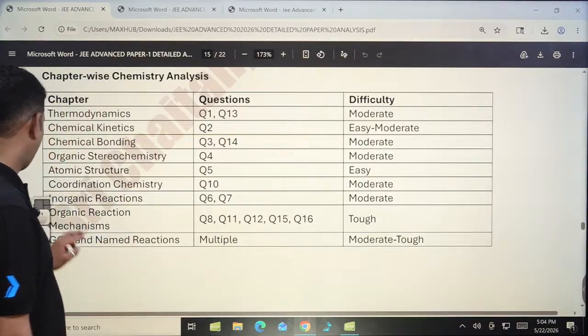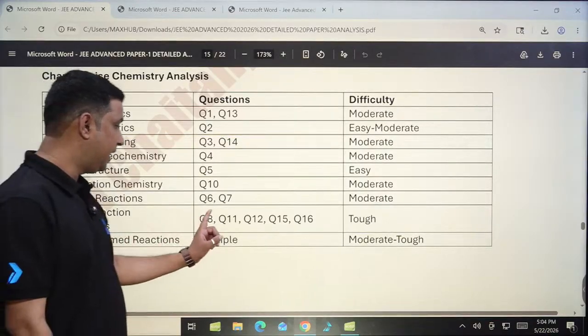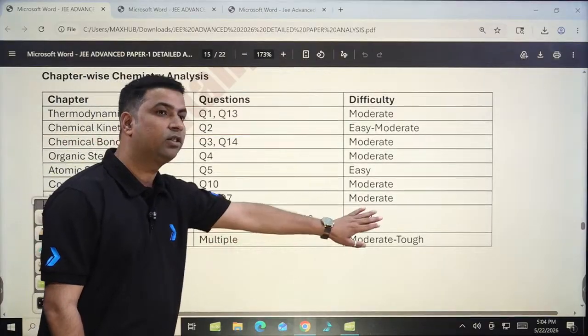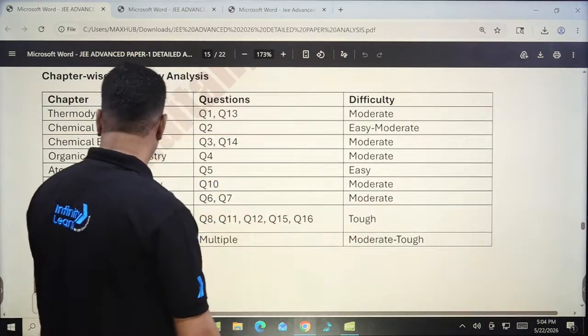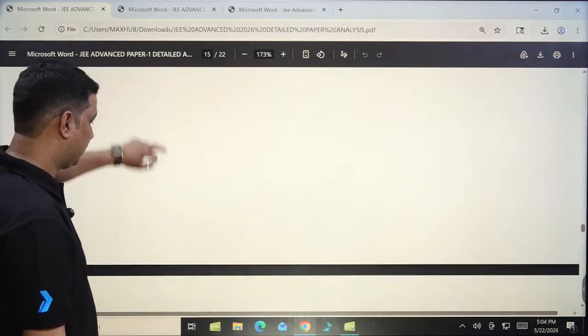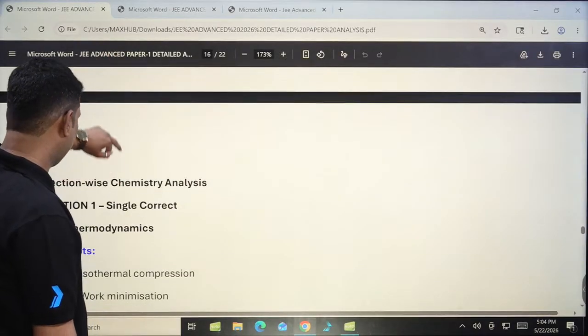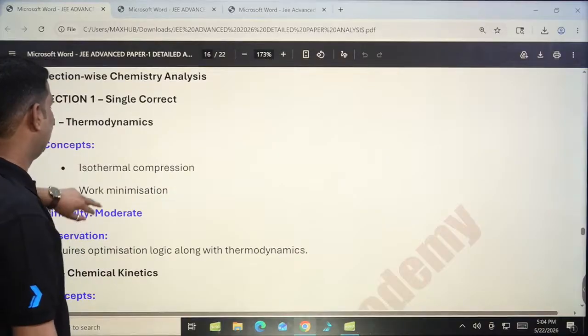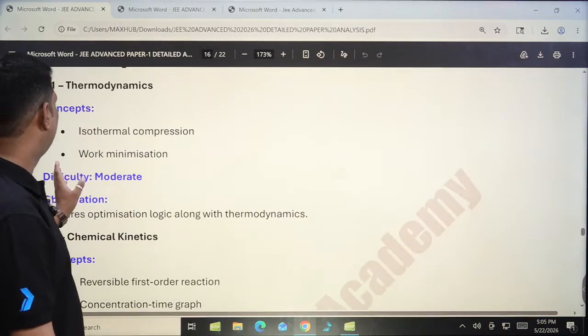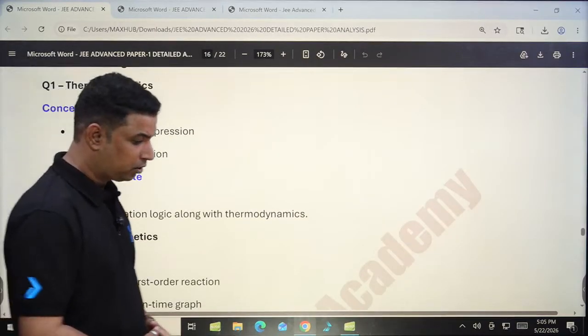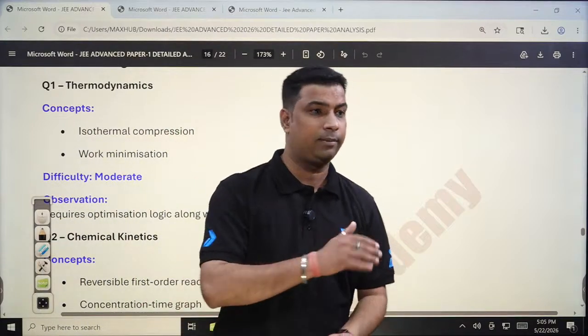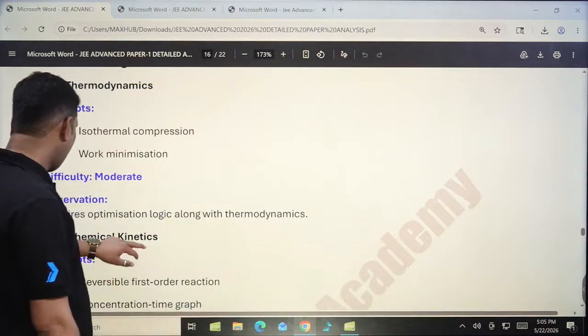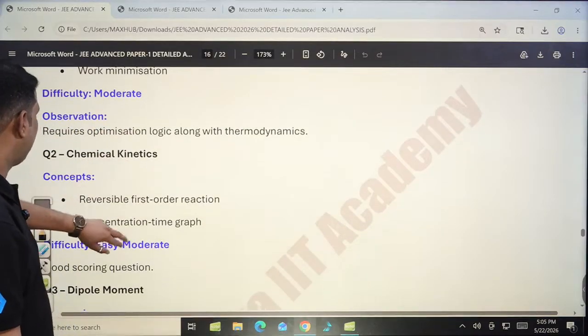Organic reactions and mechanism, questions number 8, 11, 12, 15 and 16, were on the tougher side. So overall the paper was moderate to tough, we can say. Now let's discuss question-wise. Question number 1 was based on the isothermal irreversible compression process. We will take it on the moderate side.